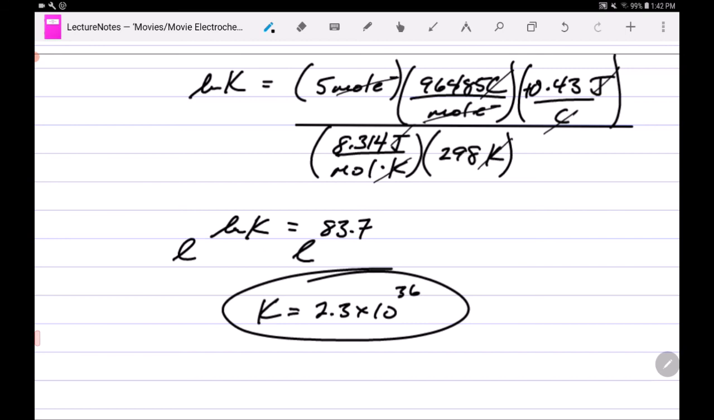The voltage is positive, so it's spontaneous in the forward direction. So the K is large because it's product favored.